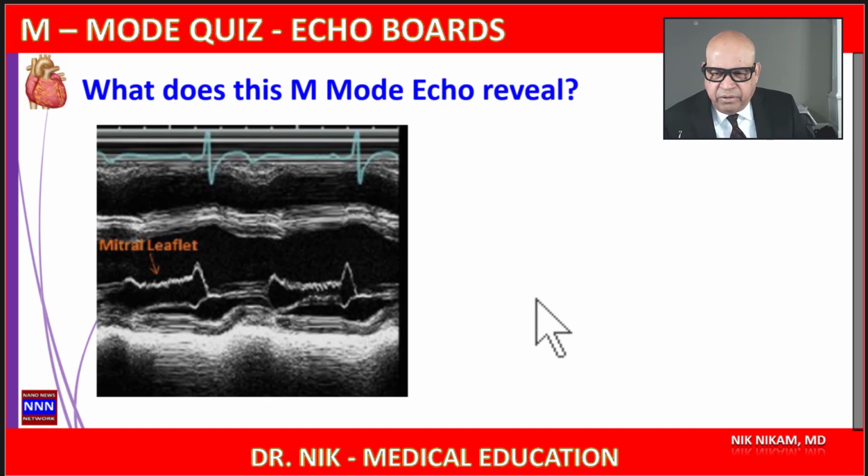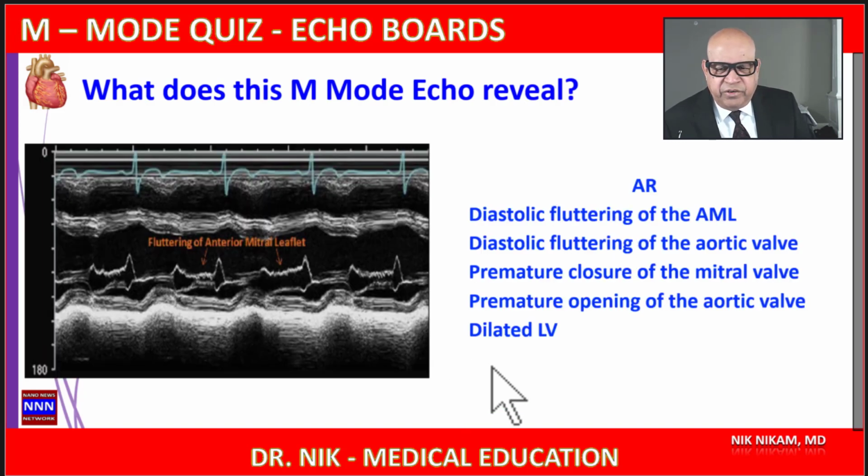Anyway, what do we see here? Here we have a tracing which has a new abnormal finding. Here we are seeing coarse undulations of the mitral leaflet during diastole. But it is not during early diastole that we can see some undulations of the mitral leaflets. Whenever you see coarse undulations of the mitral leaflet, and especially if the ventricle is slightly enlarged and the aortic root is enlarged, then you need to think about some differential diagnoses such as aortic regurgitation.